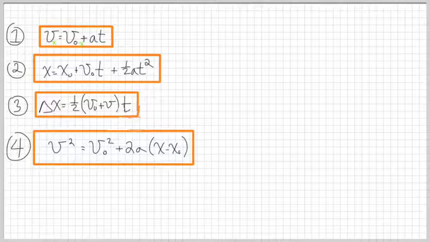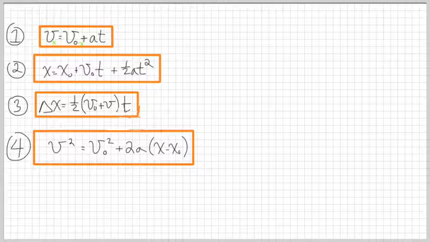Number 2 says the final position of the particle is equal to the initial position of the particle plus its initial velocity times the time plus 1/2 times the acceleration of the particle times the time squared. So there, this time corresponds to the amount of time it experiences some acceleration. All the t's in that equation would have to have the same value.